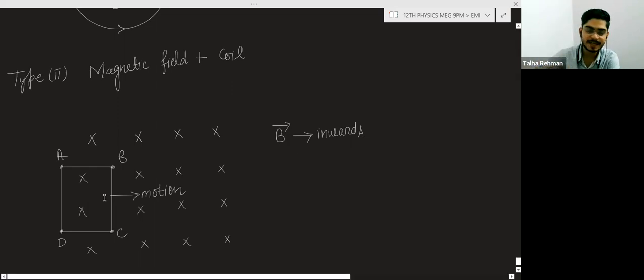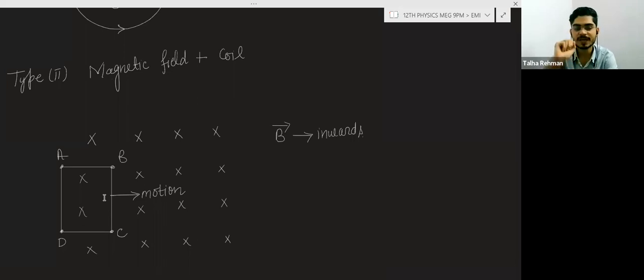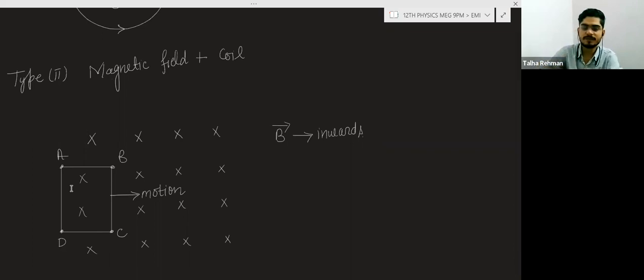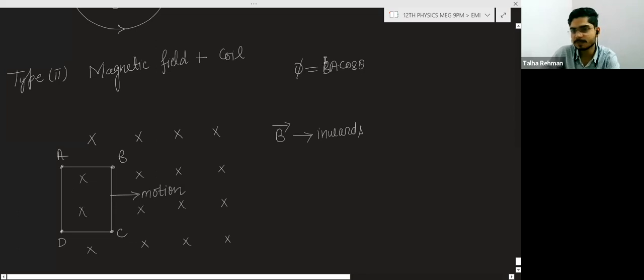As the coil is entering the magnetic field, the magnetic flux linked with the coil will increase with respect to the coil. If the magnetic field is increasing, from the formula phi equals BA cos theta, you can say this magnetic flux is directly proportional to the magnetic field.